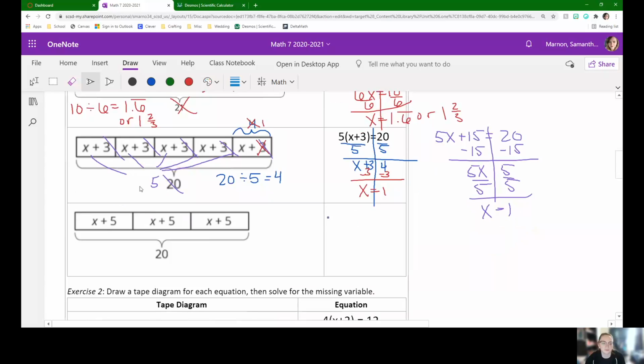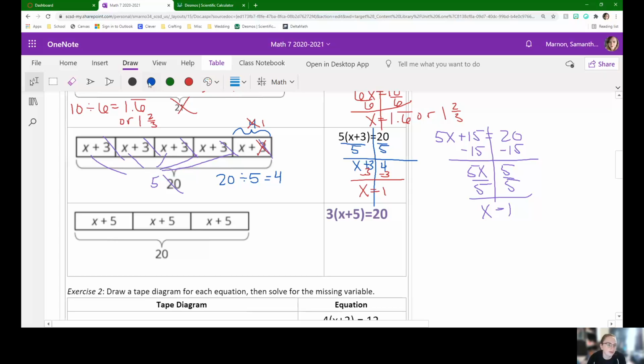So looking at this next one, we have the same thing where we have groupings together, the same number of groups. Pause the video, see if you can write this equation on your own. Okay, so hopefully you saw that we had a group here and it was x plus 5. And we had 3 of these x plus 5s, and altogether they equaled 20. If you haven't already, pause the video and see if you can figure out what x is on your own.